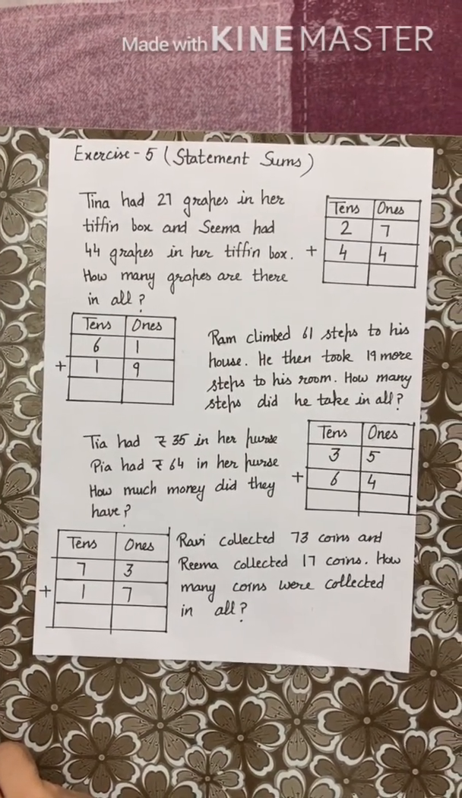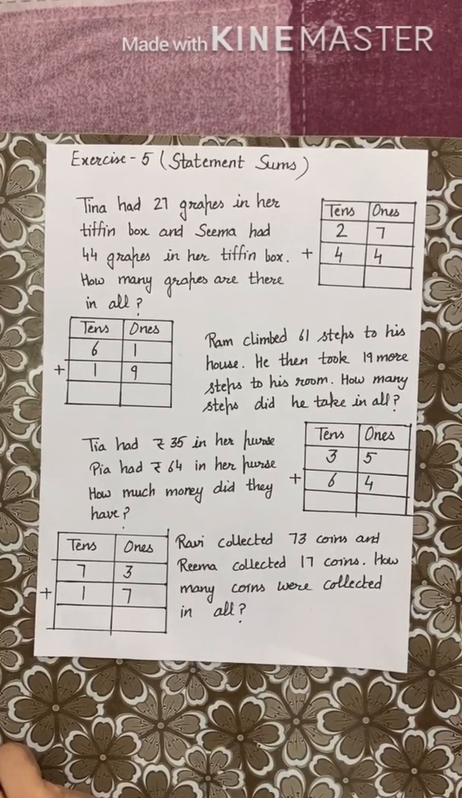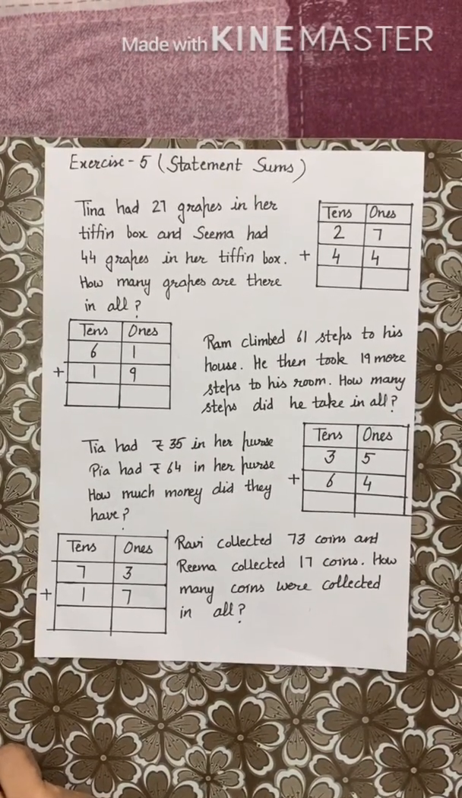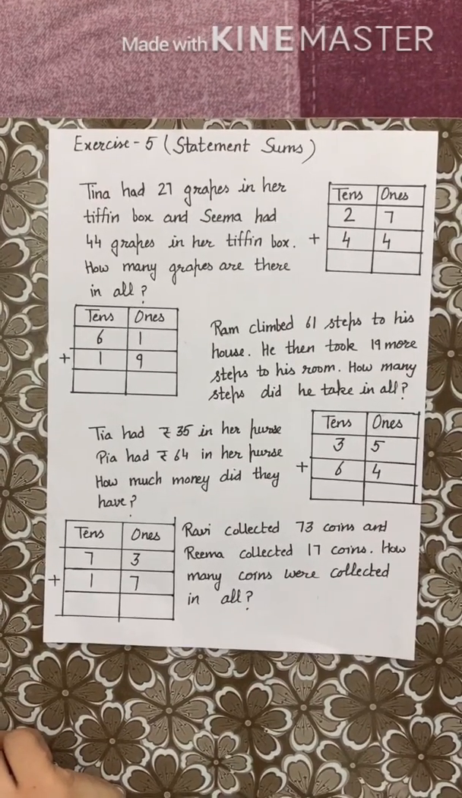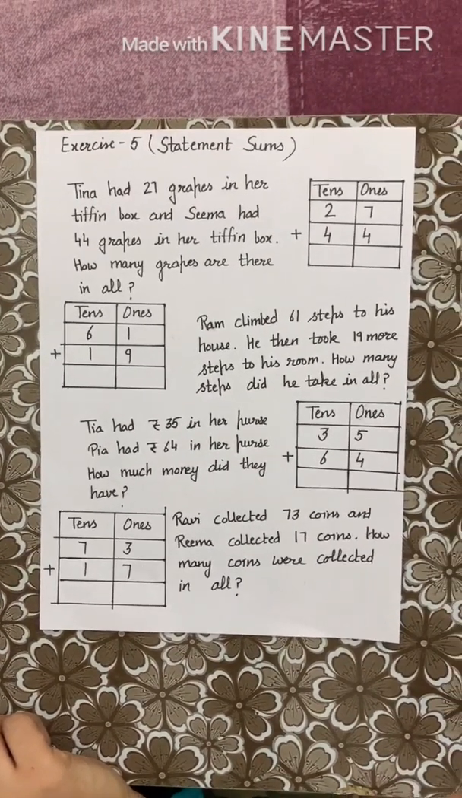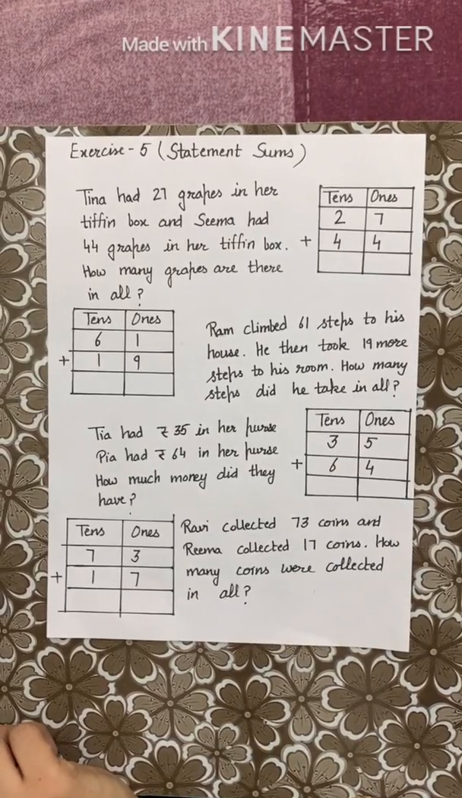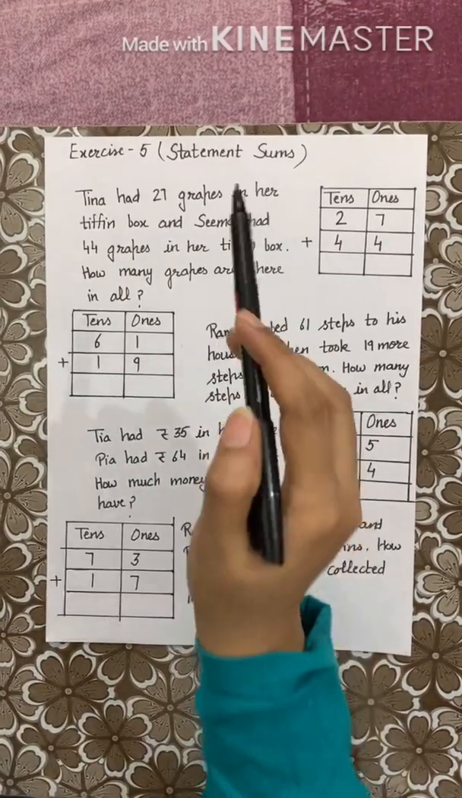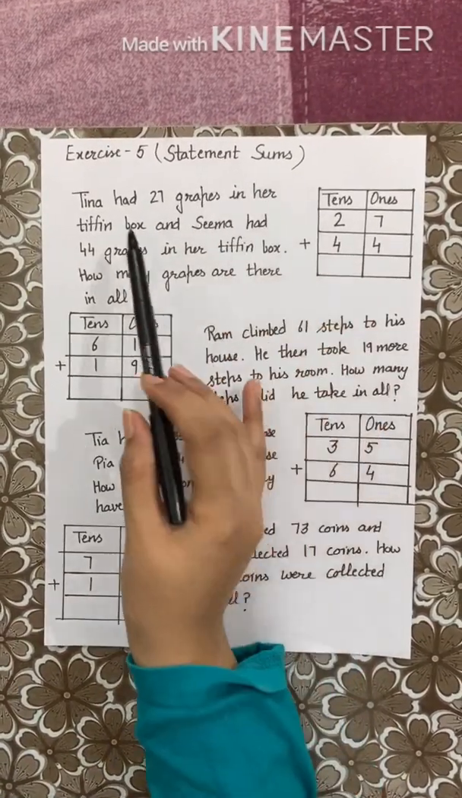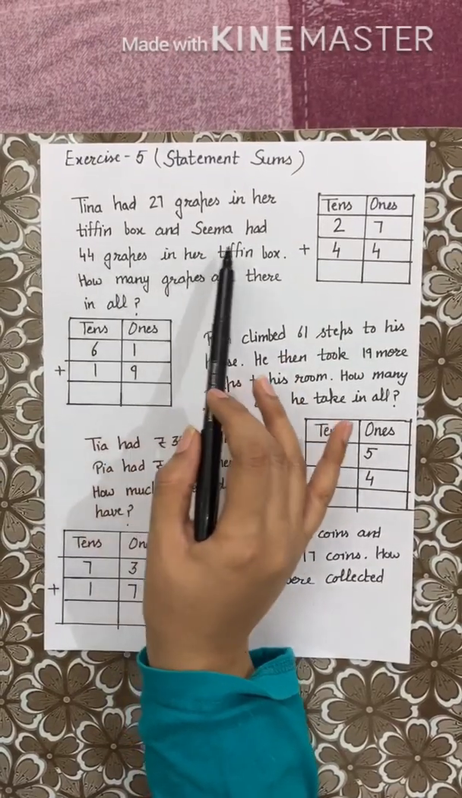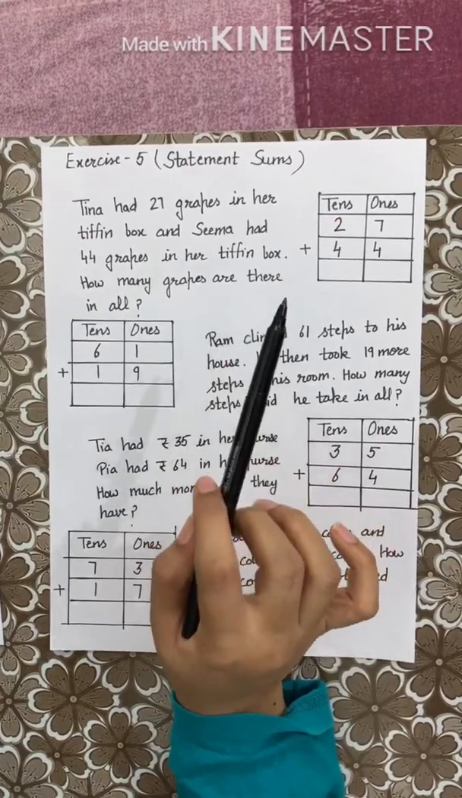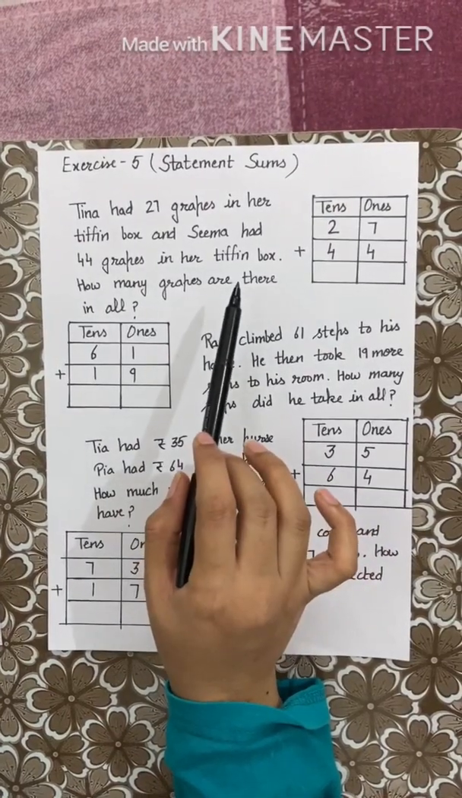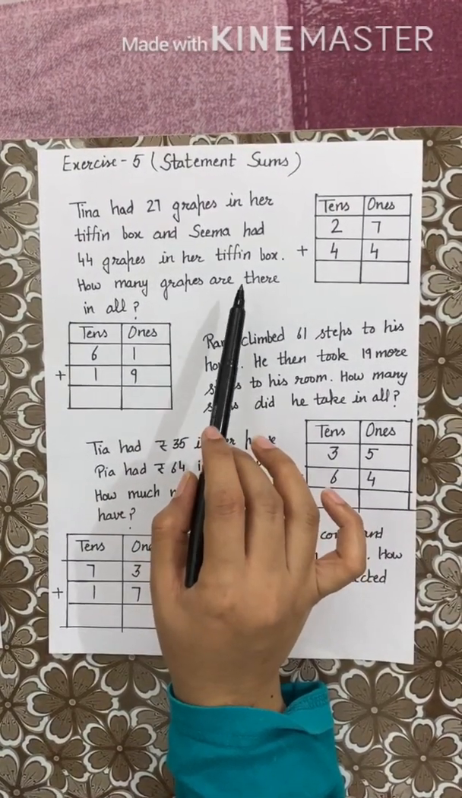It's maths time, and as you all know, we are doing addition in maths. Today, we will learn about how to do statement sums. As you can see on the paper, I have written a few statements here. This is your exercise 5 in your book. Statement sums means we will be given the wordings, the statements, and then we need to perform addition on the given numbers. So, let's discuss how we are going to do it.